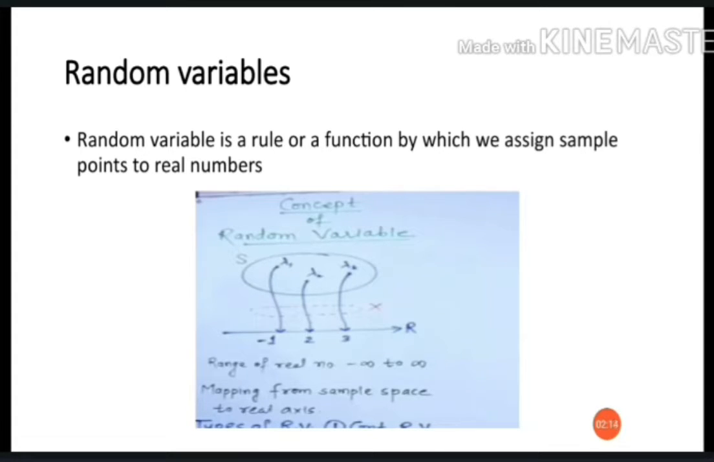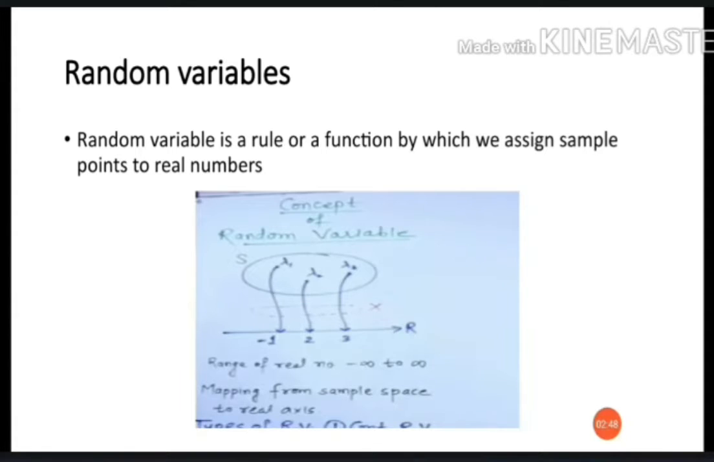The random variable concept. At first, a random variable is a rule or function by which we assign sample points to a real number. That means the sample space is the collection of values that can occur from a process or an experiment conducted by us, which is mapped onto the real number line, from minus infinity to infinity.